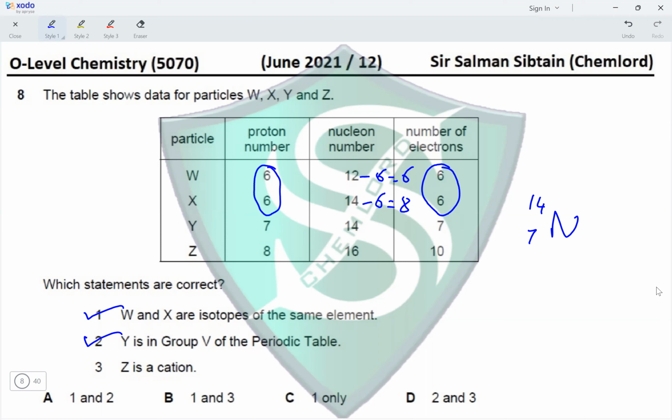Z is a cation. In order for Z to be a cation, its number of electrons must be lesser than its number of protons, whereas in the case of Z, the number of electrons is greater than the number of protons. So if the number of electrons is greater, Z is an anion and not a cation. So statement 3 becomes incorrect. This makes option A the correct option for this question.